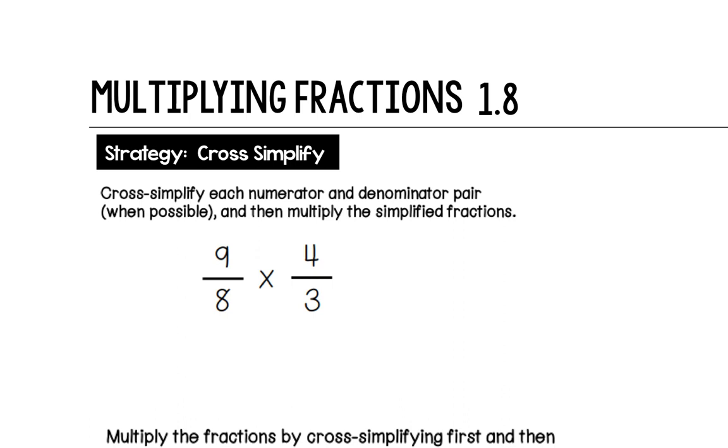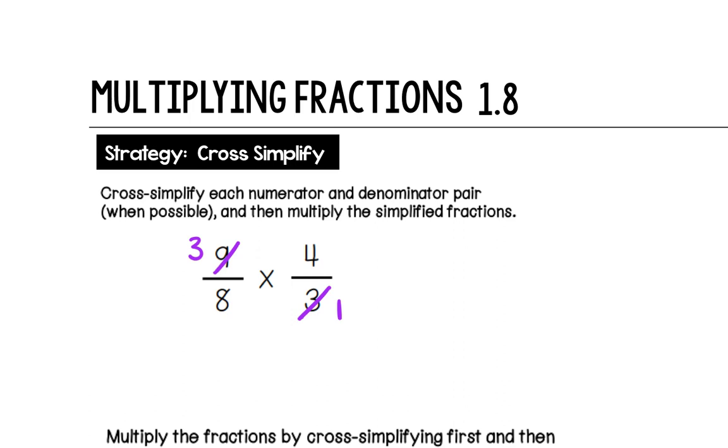So what we're going to do, we're going to look at this pair here, this cross pair. That's why it's called cross simplification. 3 and 9. The greatest common factor with 3 and 9 is 3, so we can divide these both out by 3. So I'm going to divide 3 by 3. That's going to give me 1. 9 by 3 is 3.